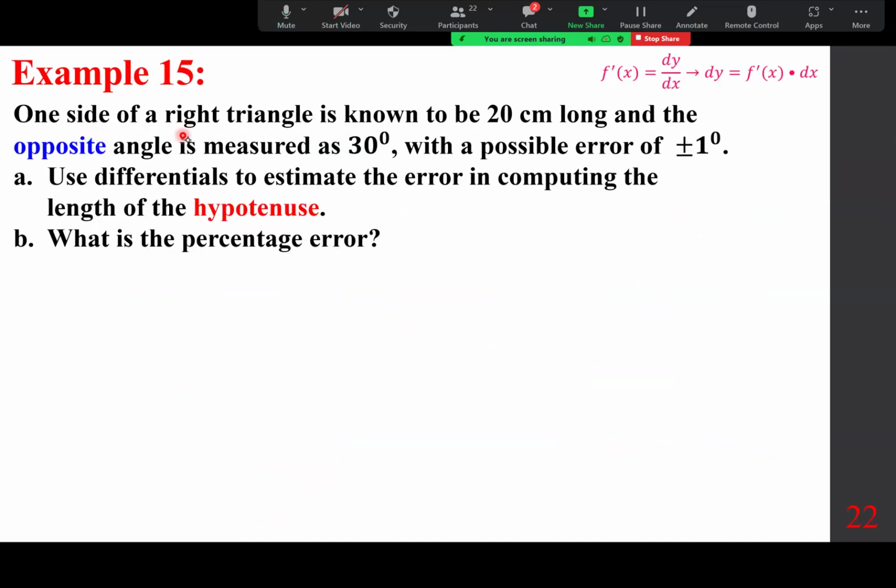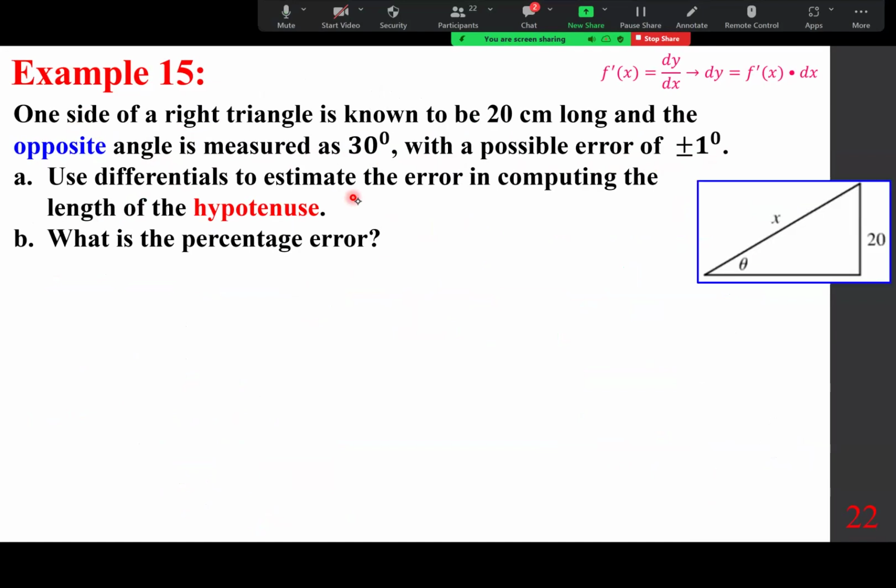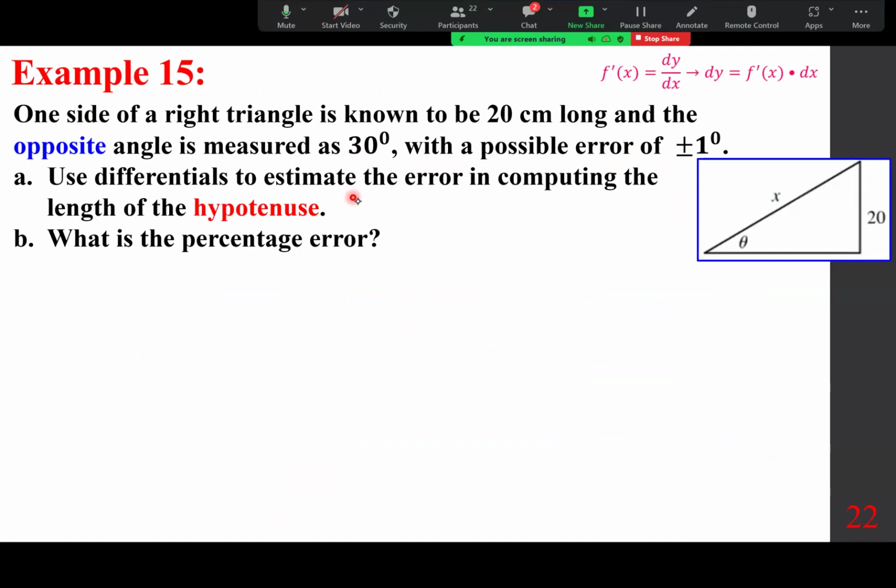One side of a right triangle is known to be 20 centimeters long, and the opposite angle is measured as 30 degrees, with a possible error of plus minus 1 degree. Use differentials to estimate the error in computing the length of the hypotenuse. What is the percent error? So if it's not given to you, you have to draw the setting. Okay.